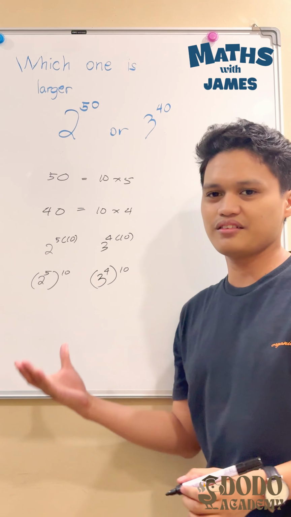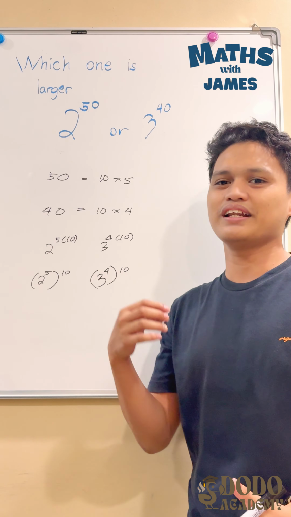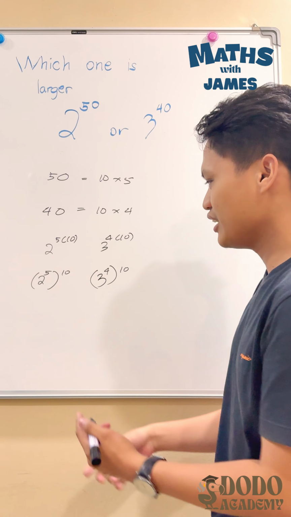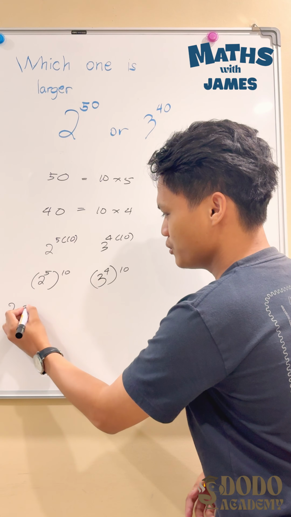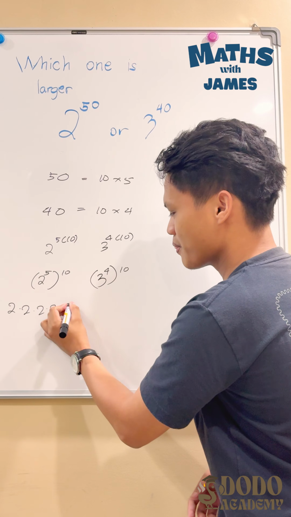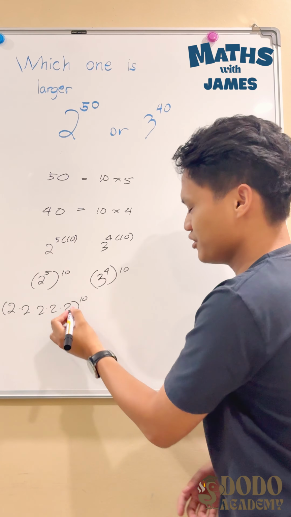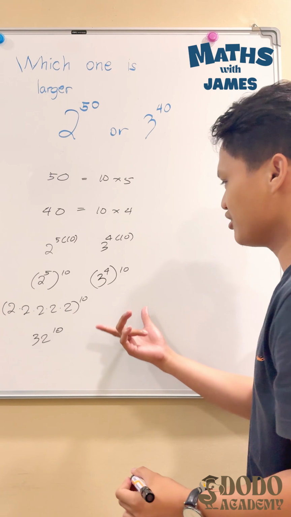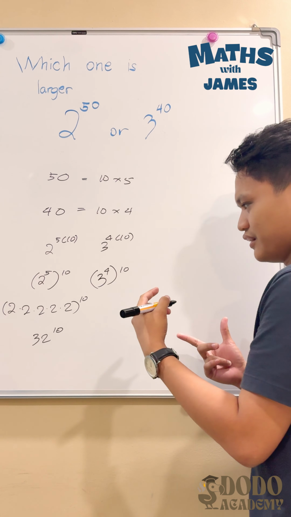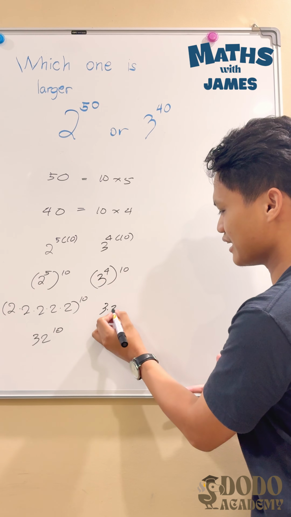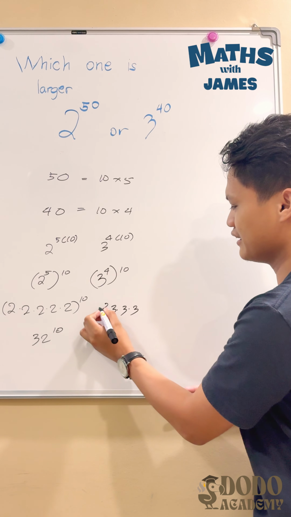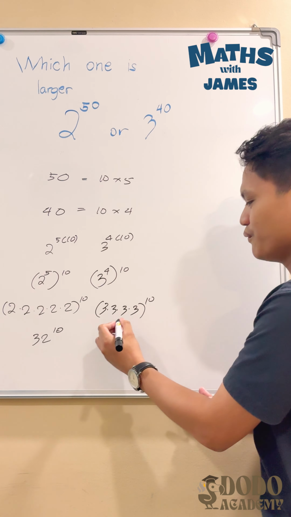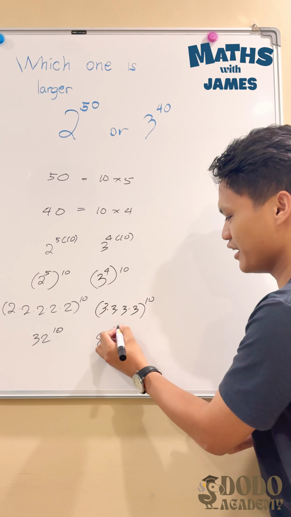With this, since they now have the same exponents, we can simplify the bases and compare which one is larger. So for the case of 2 raised to 5, that's just 2 times 2 times 2 times 2 times 2, raised to 10, which is actually 32 raised to 10. And for the case of 3 raised to 4 raised to 10, we have 3 times 3 times 3 times 3 for the base raised to 10. And if we simplify the product of this, we obtain 81 raised to 10.